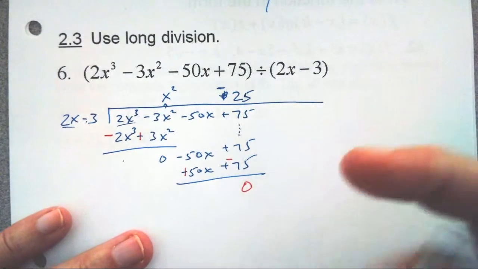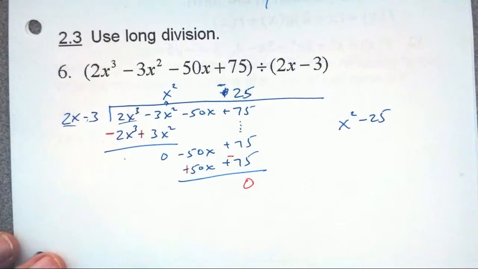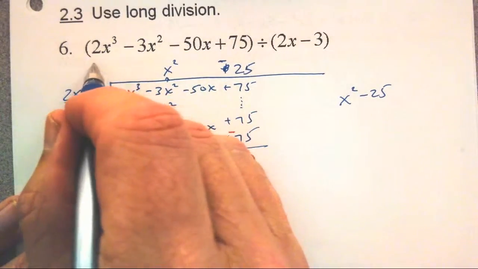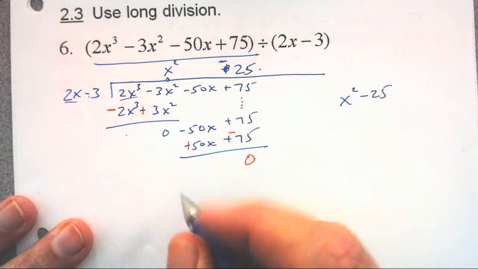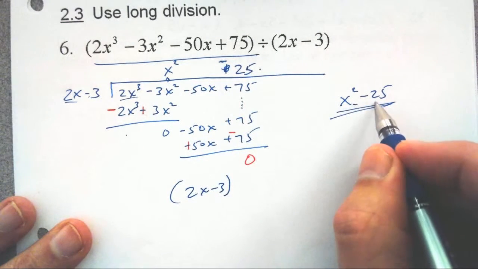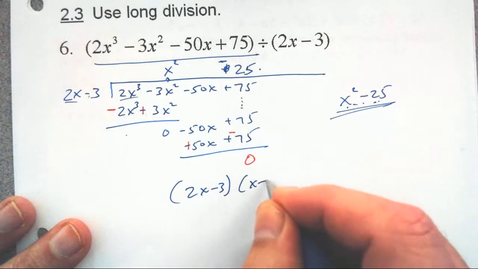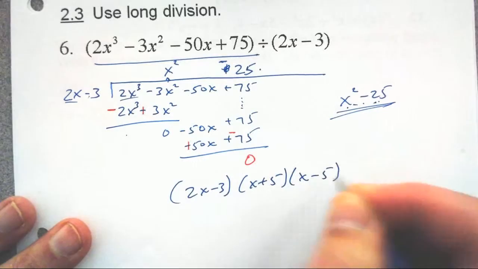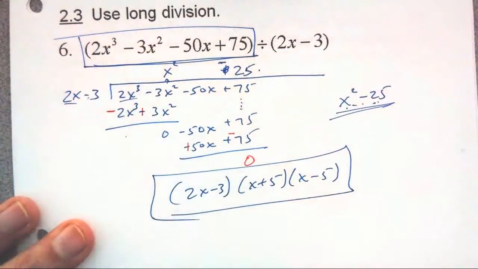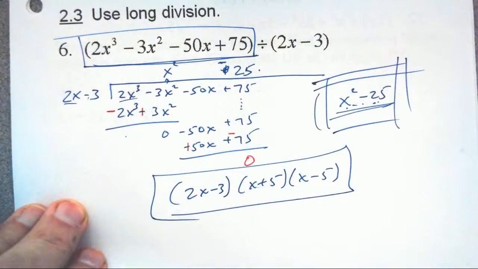So my solution is just x squared minus 25. What that really tells me, as a preface for the next problems, is that this polynomial has a factor, because it worked out evenly, of 2x minus 3, and another factor of x squared minus 25. Hopefully we all identify that as a perfect square minus perfect square, x plus 5 times x minus 5. So this is equal to that. But our solution for this problem, because all they asked was the division, is right here.